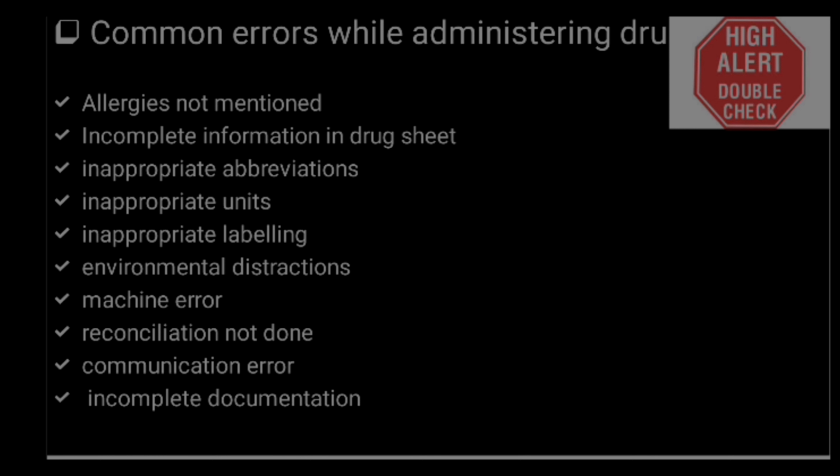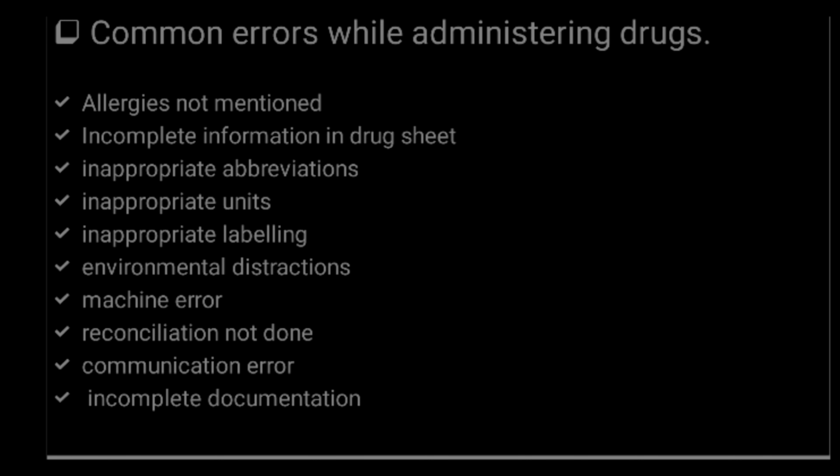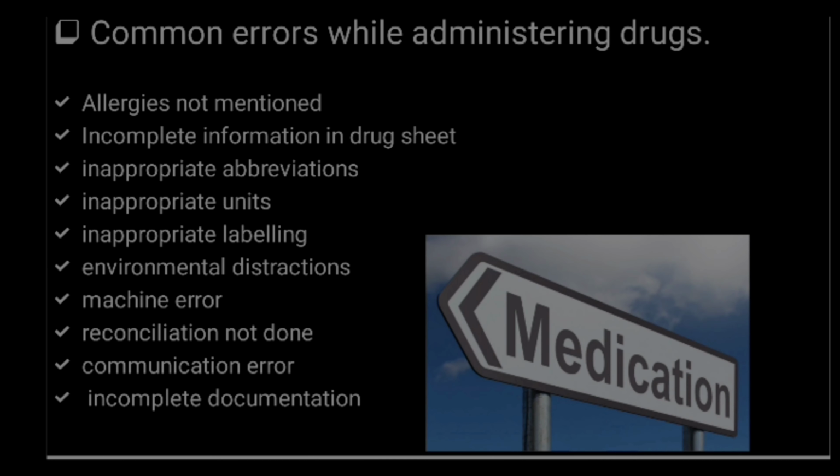Inappropriate units, like for example, you have to give 10 units and mistakenly it is written 100, so there can be a medication error. Then inappropriate labeling. Always make sure while preparing your medication tray, medication must be labeled to get identified easily. Avoid environmental distractions; noise, improper light, heat are some of the factors.